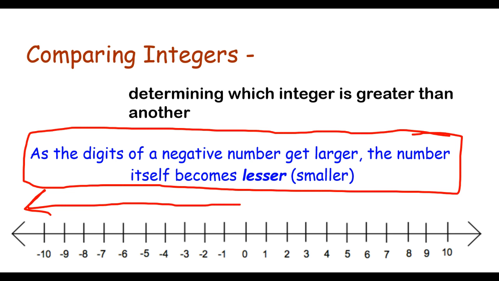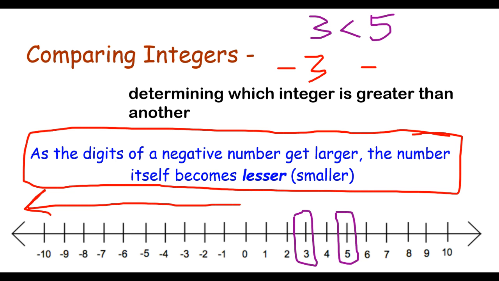So what that means is that if you have numbers like 3 and 5, 3 is less than 5 on the positive side because the 3 is to the left of 5 on a number line. But as soon as we turn that to become negative, -3 is actually to the right of -5. Even though 5 as a positive number would be larger, -3 is actually greater than -5 in terms of value.